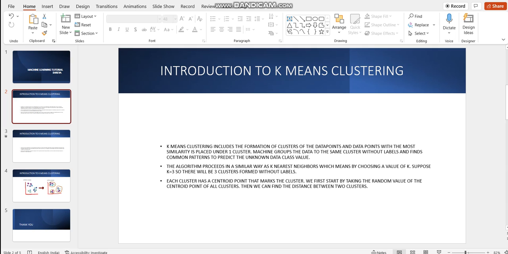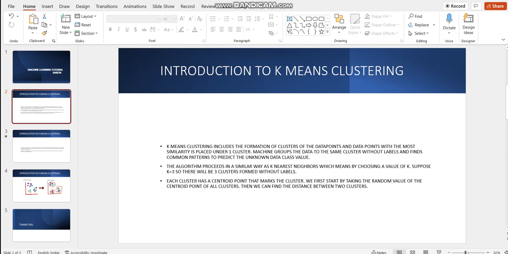After that, the algorithm proceeds in a similar way as K nearest neighbor, which means by choosing a value of k, that is how many clusters we want. On that basis, we need to choose the value of k. Suppose k is equal to 3. So there will be three clusters formed without labels. Okay. And each cluster has a centroid point that marks the cluster.